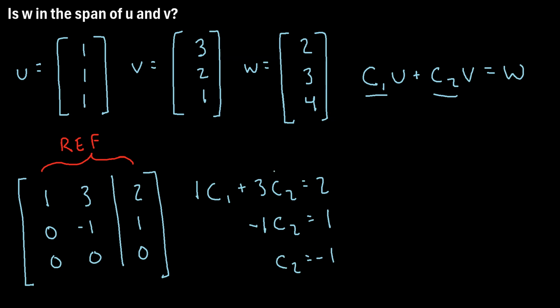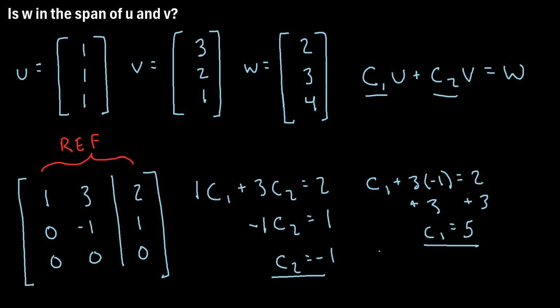Now if c2 is negative 1, we can plug that into this first equation. So we get c1 plus 3 times negative 1 is equal to 2. So this is a negative 3. We can add a 3 to each side and find that c1 is equal to 2 plus 3, that's 5. So we solve for c1 and we solve for c2. So it turns out that we can write w as a linear combination of u and v in this manner. We'd say 5 times u minus 1 times v is equal to w.